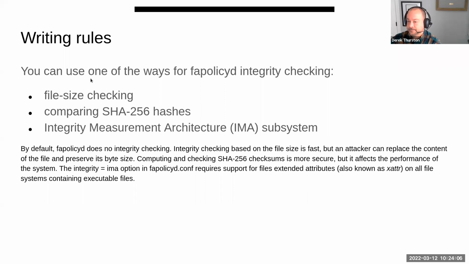So, onward. There's an integrity checking feature in here. File size checking is the default, and that's the fastest. There's also a hash comparison tool. By default, this does not do integrity checking. The default file size one is the fastest, but it's not turned on, so you have to actually go in and enable that, and that's in the configuration file.